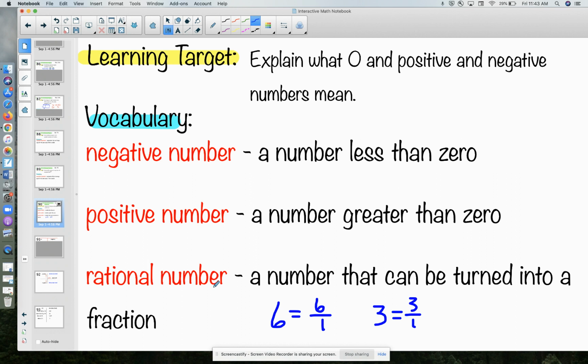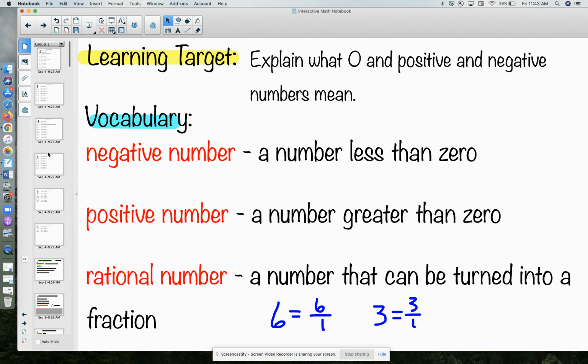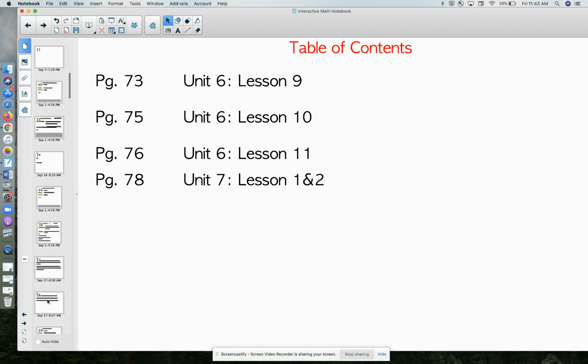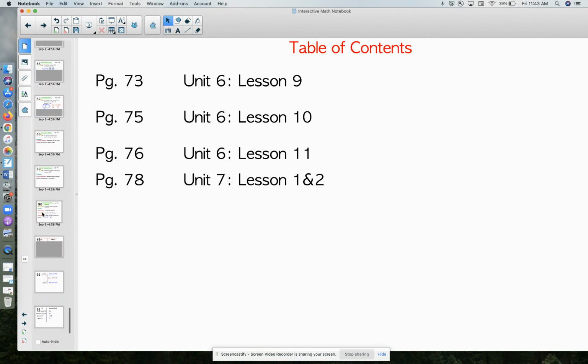Go ahead and pause it whenever you have to so you can write all this down. And remember to keep track of it on your table of contents right here. So I started Unit 7, Lesson 1 and 2. Okay? So remember to do that.